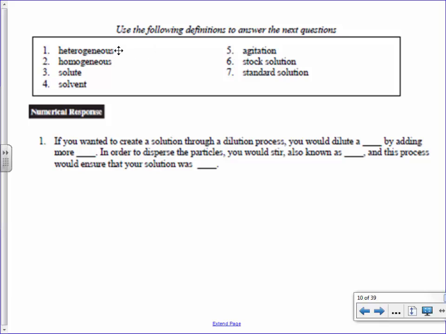So what does heterogeneous mean? Sure, something that's different. You should visibly be able to see differences. And that's what hetero means, different. Homogeneous means the same. Make sense? What's a solute?